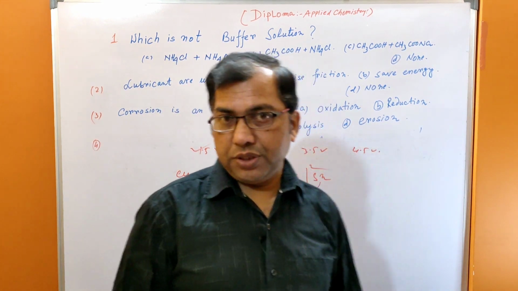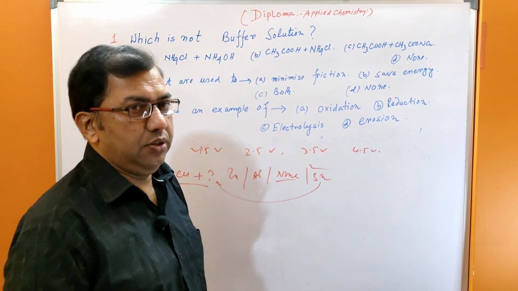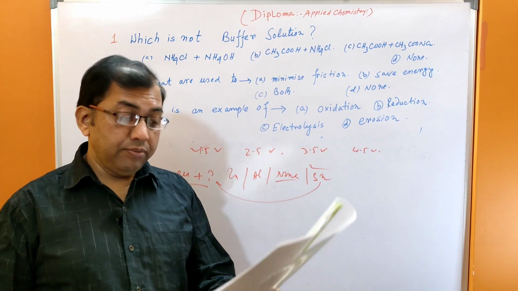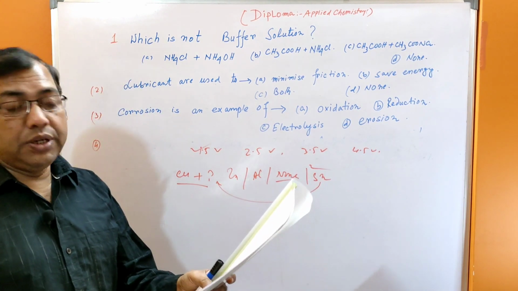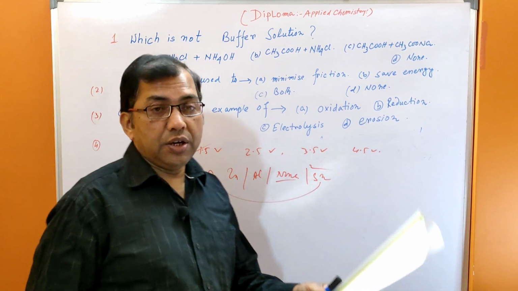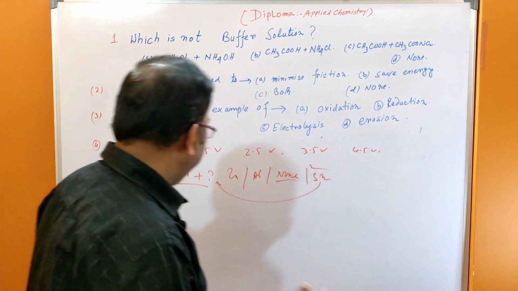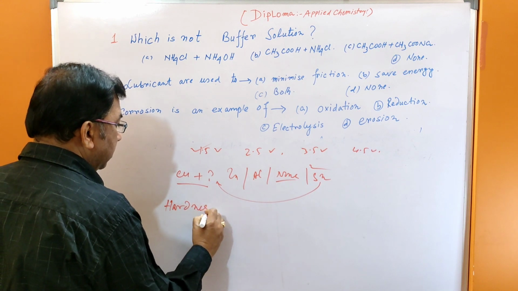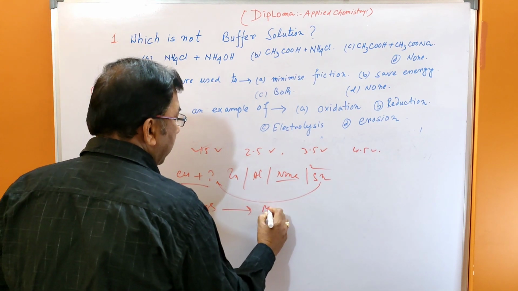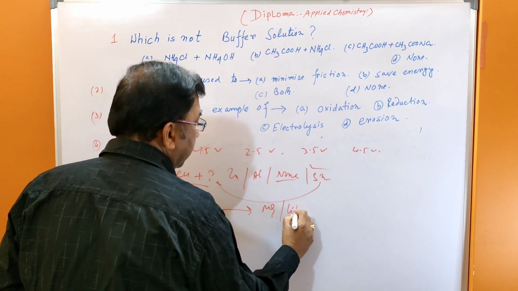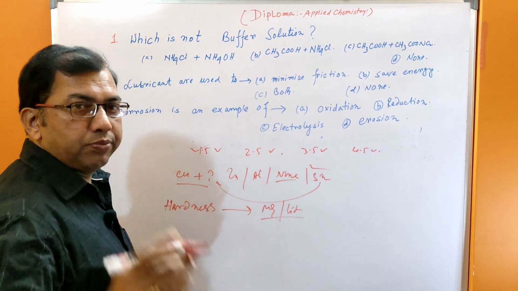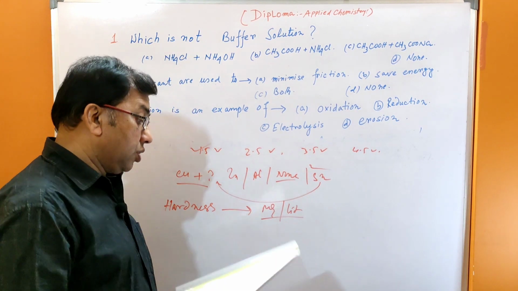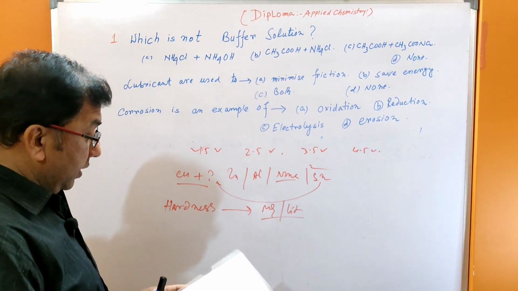Next, the hardness of water is expressed in? How to express the hardness of water? The options given are gram, mg per liter, gram per liter, none of these. The answer is mg per liter. Hardness is expressed in mg per liter or ppm, parts per million. Clear? This type of question may come in your exam.